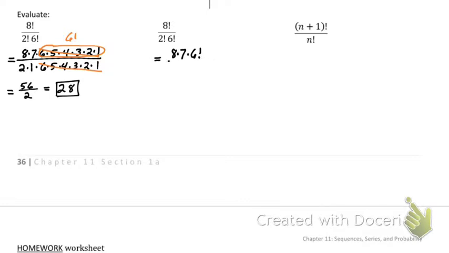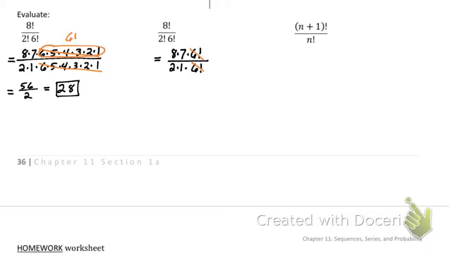Because now when I go below, I do have my 2 times 1, but I'm going to leave that 6 factorial alone. I'm not even going to write it out. I have this 6, 5, 4, 3, 2, 1 over this 6, 5, 4, 3, 2, 1. So at this stage, go ahead and cross that out.